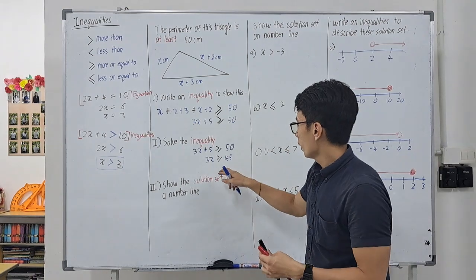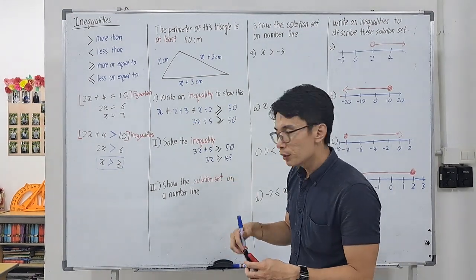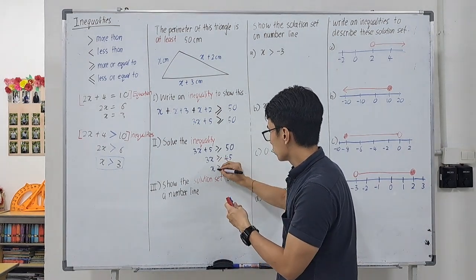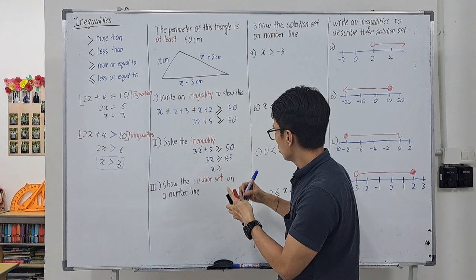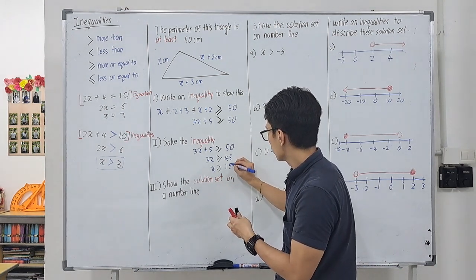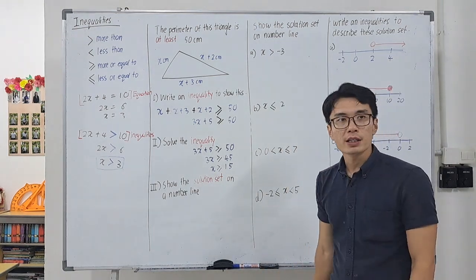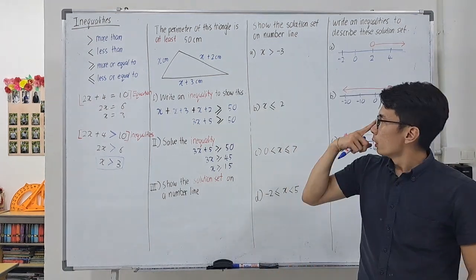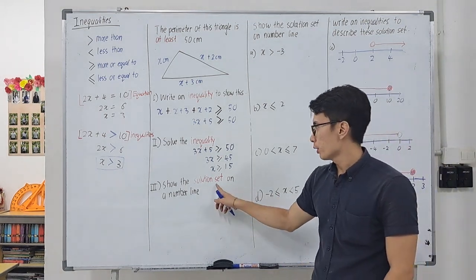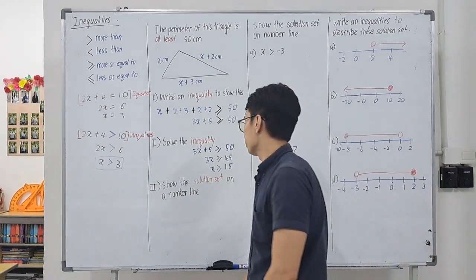Alright? And then I will have 3 to move, so I'll have 45 divided by 3. So that should give me x is more or equal to 15. Okay, so I have solved my inequality over here. Now here comes the next question: show the solution set on a number line. Now this over here will be a keyword, on a number line.